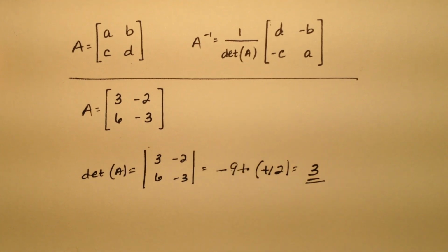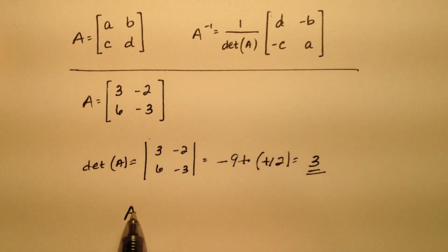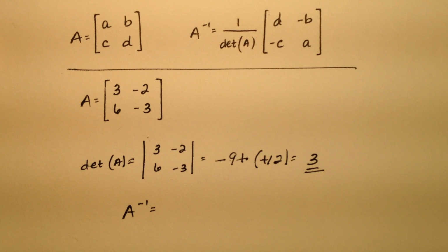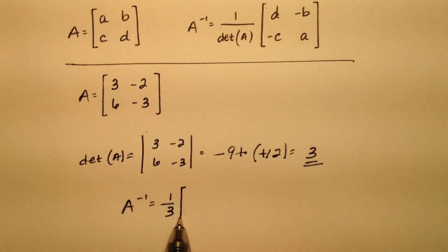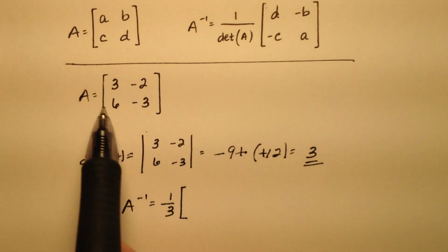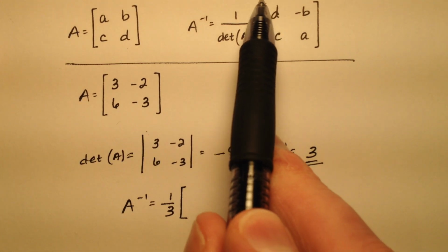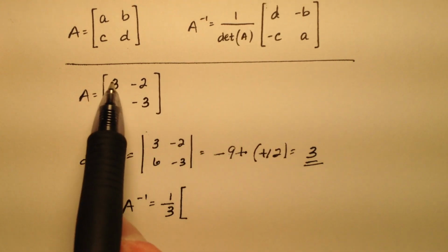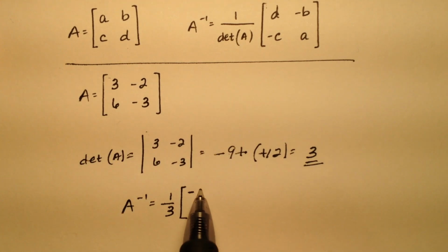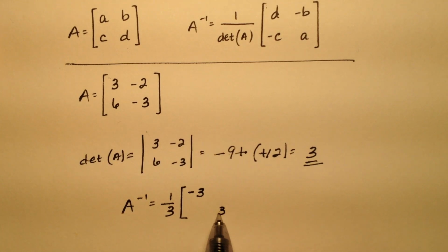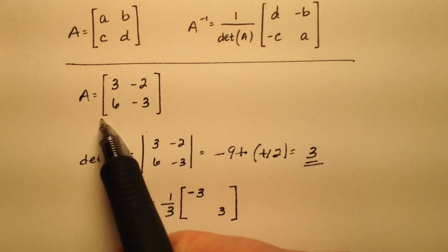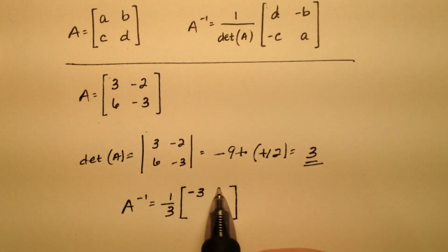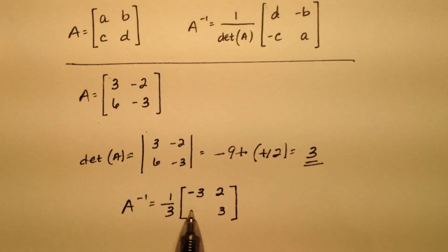So that means the determinant here is going to be 3, and that's what's going to be placed right up here in my formula. Okay, so if I say the inverse of matrix A is going to be 1/3 times, let's go ahead and rearrange these terms a little bit. So in this main diagonal, I'm going to switch the order, so it's going to be a -3 here and a +3 here. And for my minor diagonal, I'm just going to change the signs. So the -2 becomes a +2, and the 6 becomes a -6.